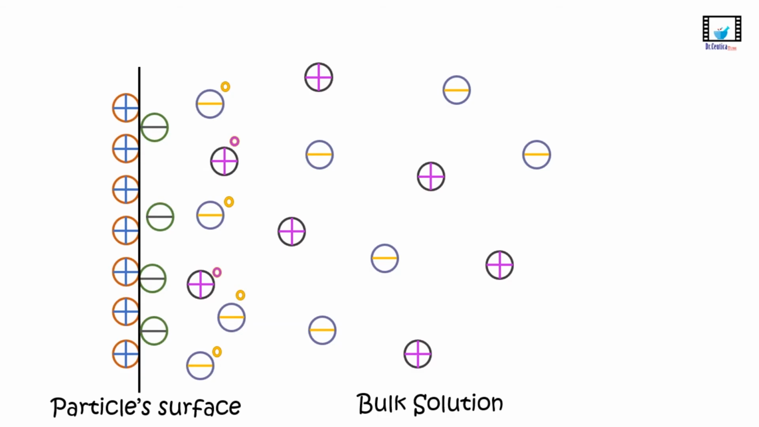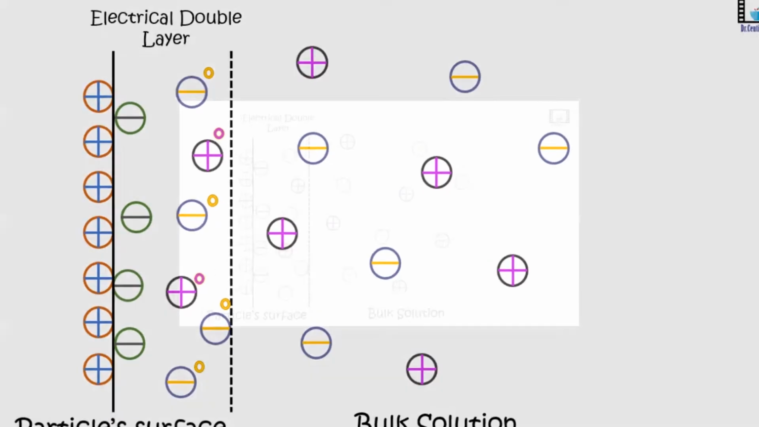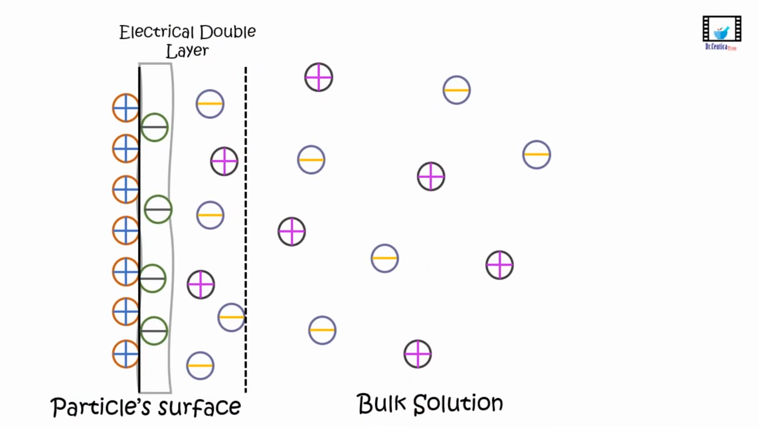It is termed the electrical double layer, the first section of which is composed of the ions on the surface of the particle and the counter ions that are tightly attached to them, while the second one is made up of the loosely attracted counter ions.